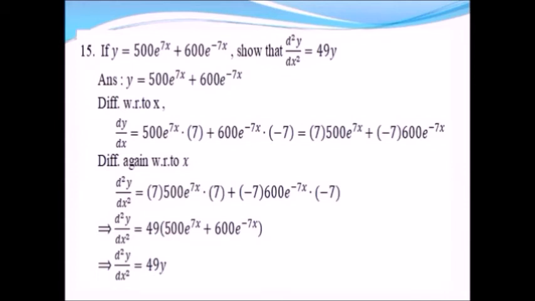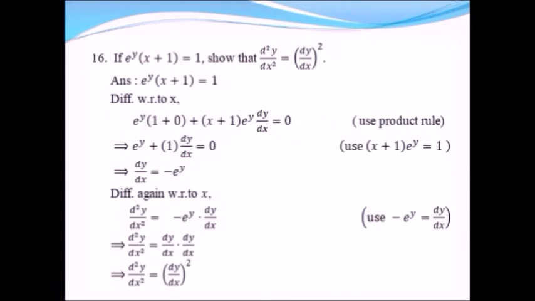From each term you take common 49 outside. That is same as d square y by dx square is equal to 49 into, from the first term remaining is 500 e to the power 7x, plus from the second term you take 49 outside, that is minus 7 into minus 7 is plus 49. That 49 you took outside. So remaining is 600 e to the power minus 7x. You know from the question, 500 e to the power 7x plus 600 e to the power minus 7x is y. So you will get d square y by dx square is equal to 49y, which is the required equation, and it is proved.